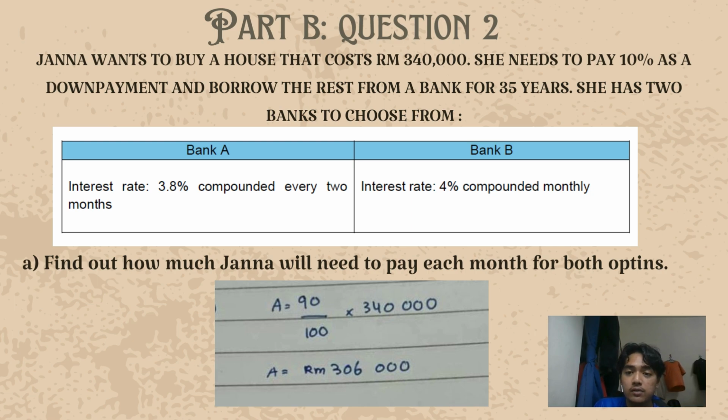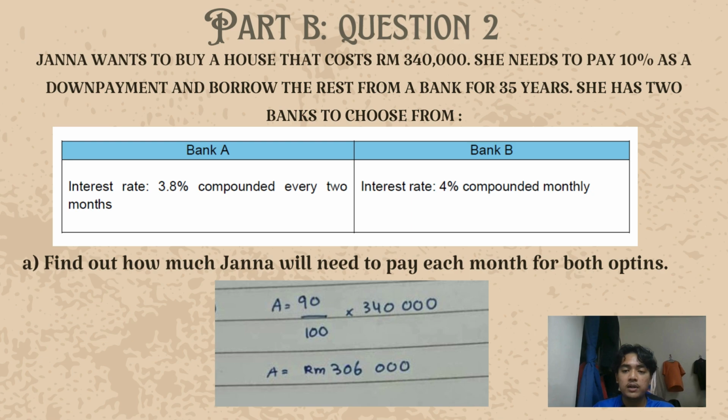Part B, question 2. Jana wants to buy a house that costs RM 340,000. She needs to pay 10% as a down payment and borrow the rest from a bank for 35 years. She has two banks to choose from. Bank A offers a 3.8% interest rate compounded every 2 months, and Bank B offers a 4% interest rate compounded monthly. A. Find out how much Jana needs to pay each month for both options.